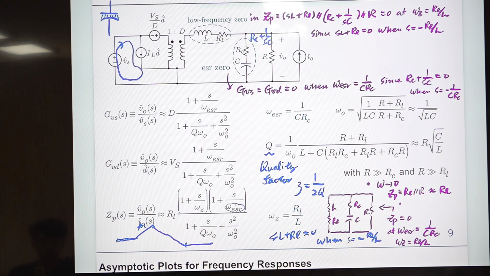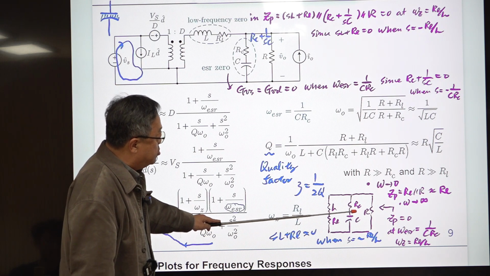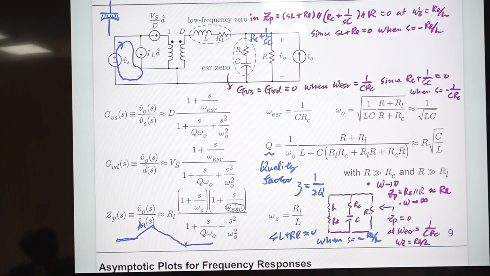And when omega becomes infinity, this is open, this is shorted, and what we have is a parallel combination of RC and R. So at very high frequencies, GP is simply RC parallel R, which becomes approximately RC. I'm sorry, it's too crowded. All right, so this is the better way of understanding this.